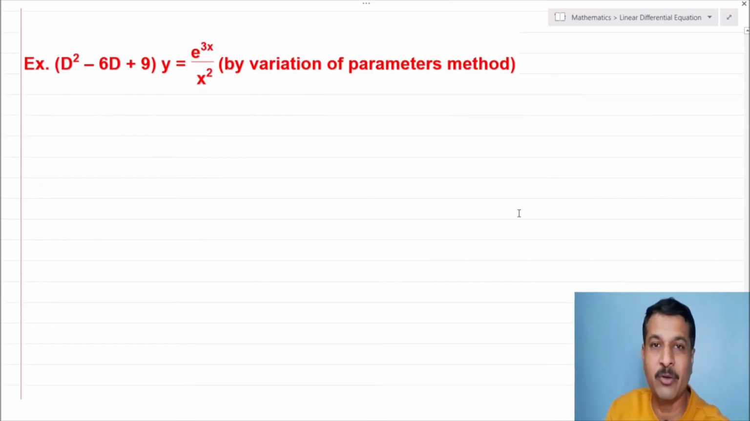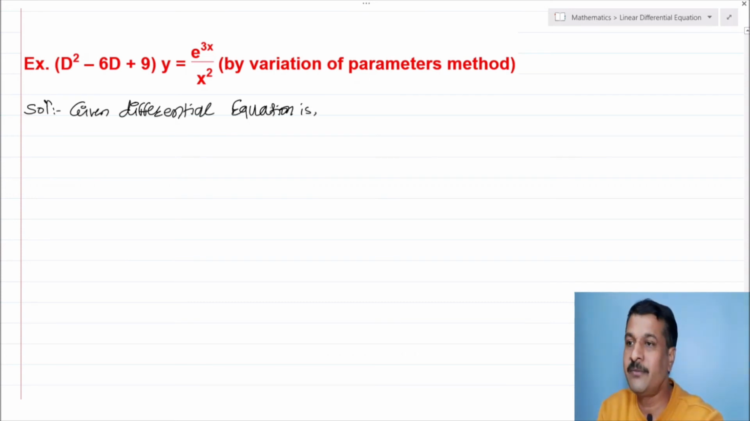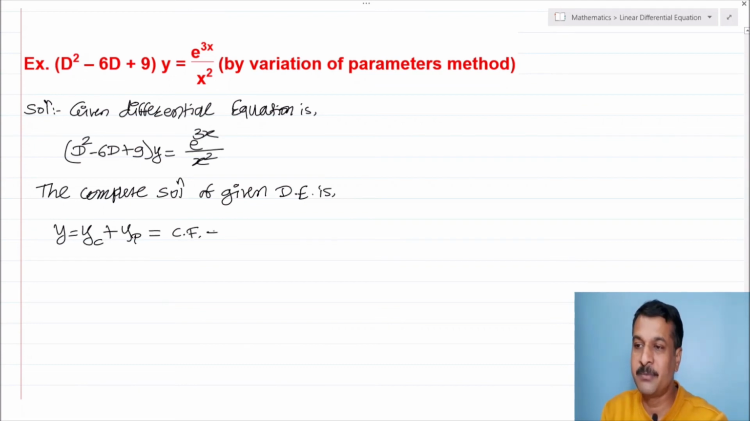Consider one more example on the variation of parameters: solve d square minus 6d plus 9 operating on y equal to e raised to 3x upon x square. So the solution: the given differential equation is d square minus 6d plus 9 operating on y equal to e raised to 3x upon x square. So the complete or general solution is y equal to yc plus yp, that is CF plus PI. This is equation number 1. So we have to find CF and PI. So there are two parts.